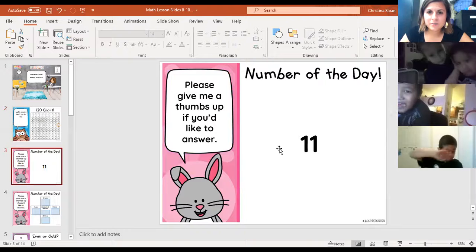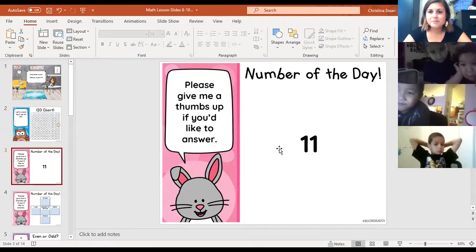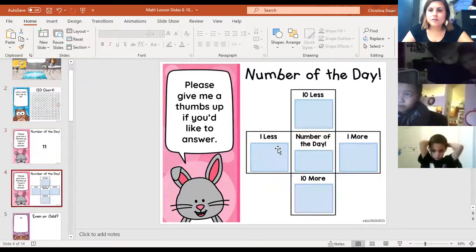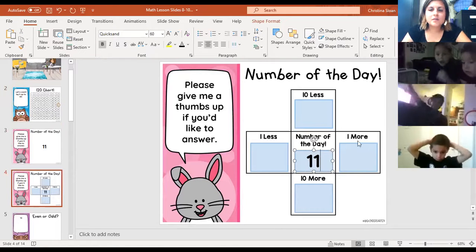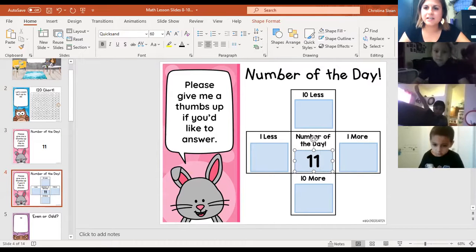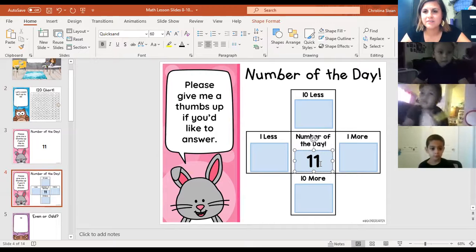Okay, the next thing is we're going to look at our number of the day. So our number of the day today is the number 11. Who can help me out with this? So our number of the day is 11. Who can tell me what's 10 less than 11? So I saw Genesis's hand go up first. So Genesis, you can unmute yourself. What's 10 less than 11?